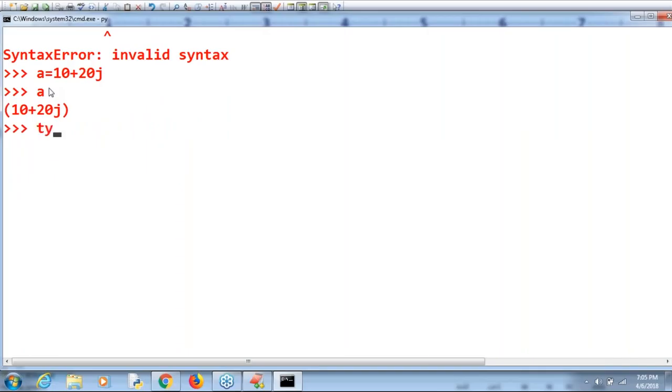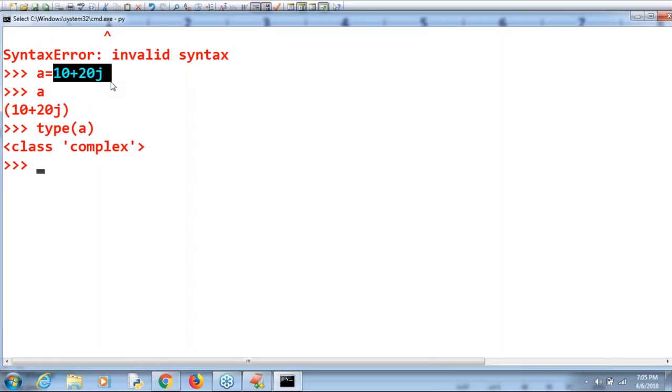What is the type of a, sir? If I take type of a, what is the type, sir? Anyone, can you please tell? Complex type. It is a complex number, man. This total thing is what? Complex number. It is not int type. Observe that. Sir, yes, yes, Sanket. Yes.